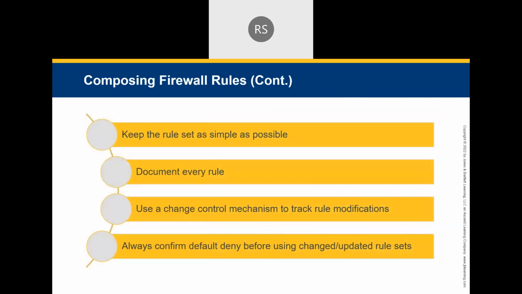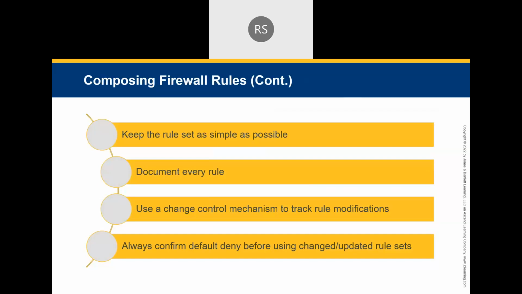Now, some of the best practices when you're composing a firewall rule to keep them more effective and easier to manage include keeping the rule set as simple as possible. So these simplified rule sets are easier to manage, troubleshoot, and understand. So you want to avoid complexity. You want to minimize the number of rules to reduce any misconfigurations and improve your overall network performance.